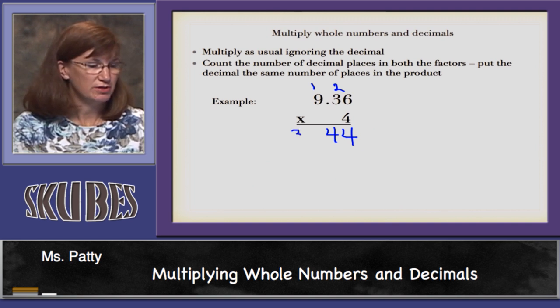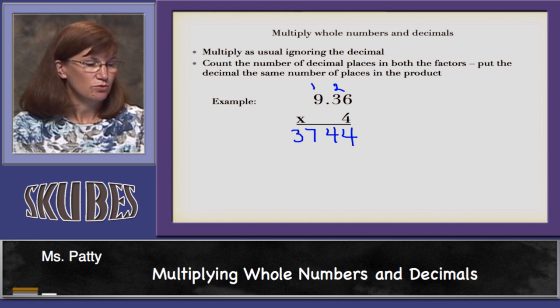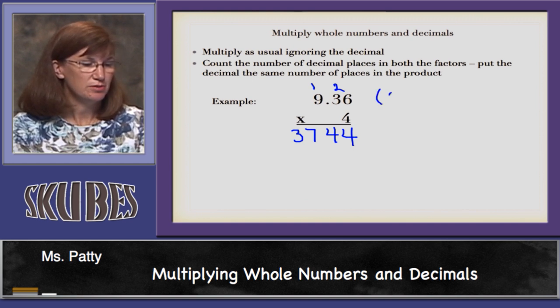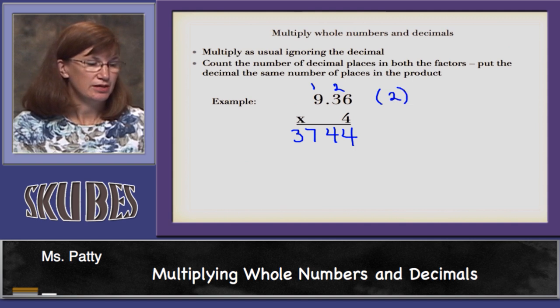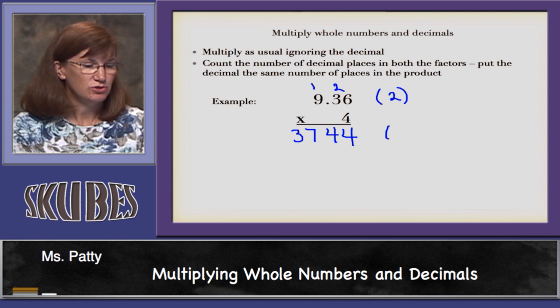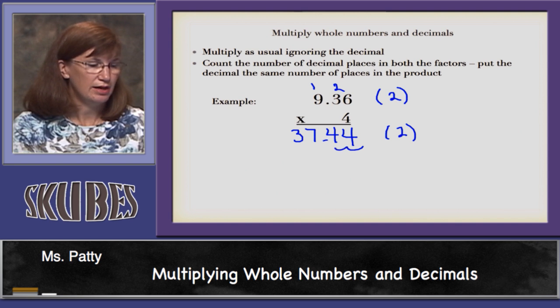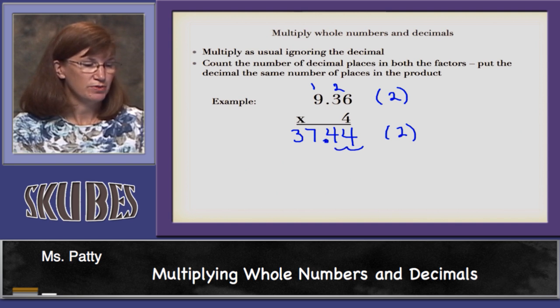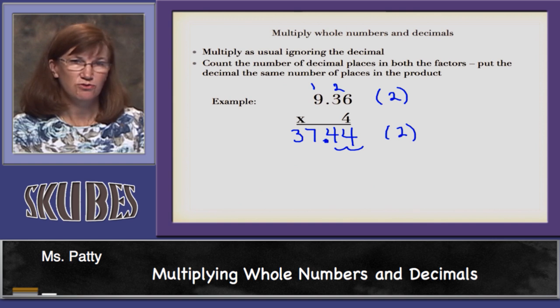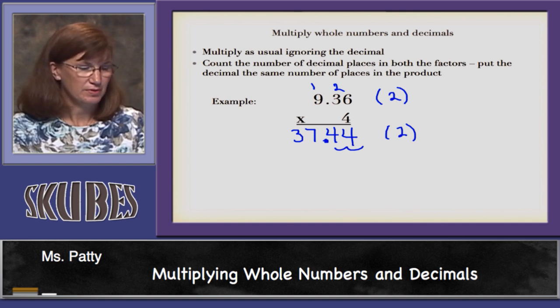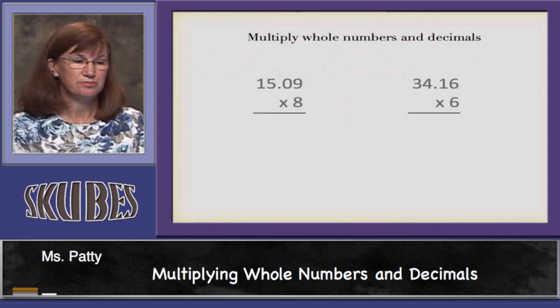Plus 1 is 37. Now, we need to go back and see that we had 2 places behind the decimal in our multiplication, the top factor. That means we must have 2 places behind the decimal in our product. So we count over this way, 1, 2, and our decimal will go there. Our answer is 37 and 44 hundredths. Let's do some more.